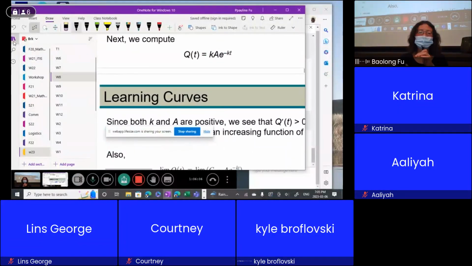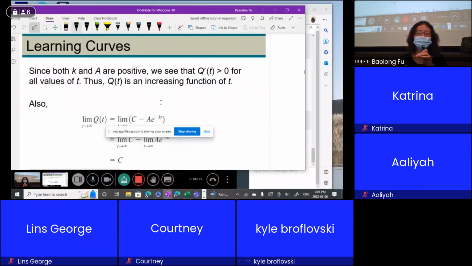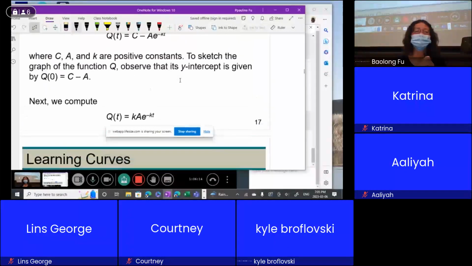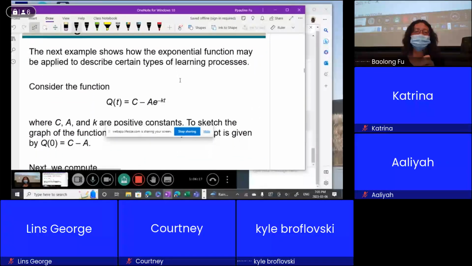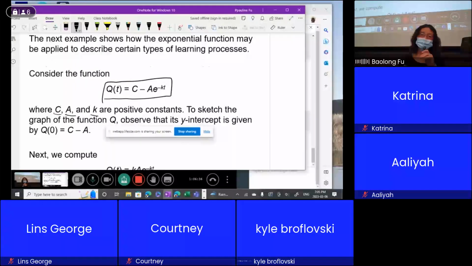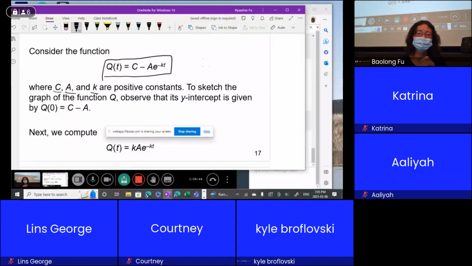Now, we'll go over the learning curves. And what are the learning curves? This function we call learning curves. We have C, A, K. They are positive constants. If you have a function that looks like this, it is a learning curve. And what does the function look like?